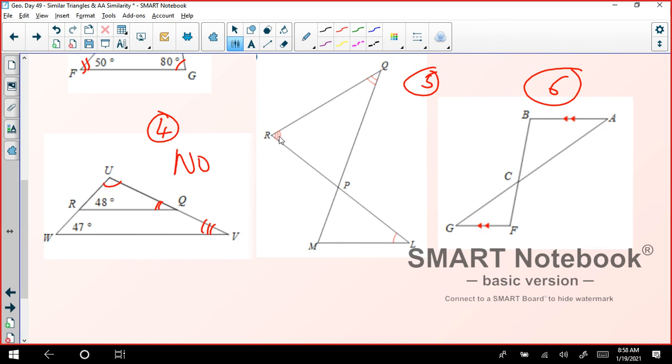Here we have three arc lines, two arc lines. Here we just have one arc line. But we have this particular angle which is congruent, so we just have one angle pair. So therefore this is also no.